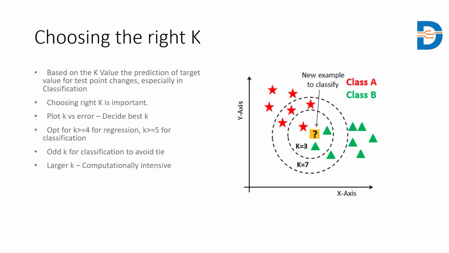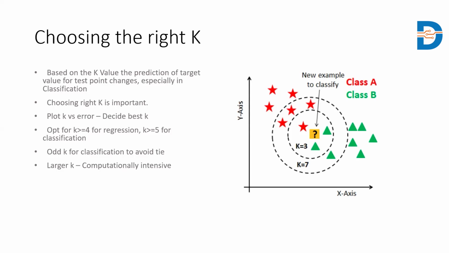So since the prediction of target value for the test point changes based on the k value, we will try to plot different values of k versus the error that is created for each k value. Now, using this plot, we try to decide the best k value. Usually, it is recommended that we take at least a value of 4 for regression and a value of 5 for classification. And for classification tasks, it is advised to keep the k value odd to avoid any tie.